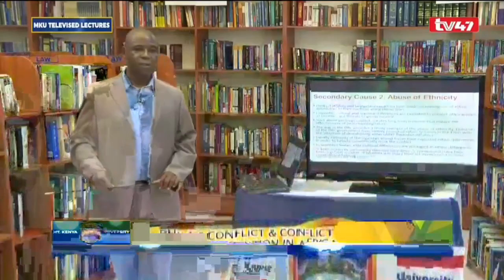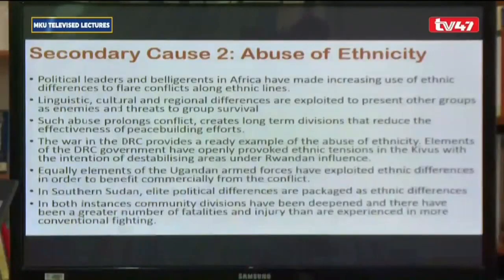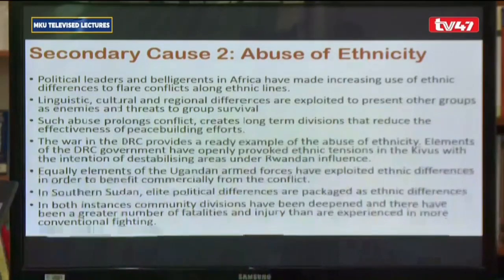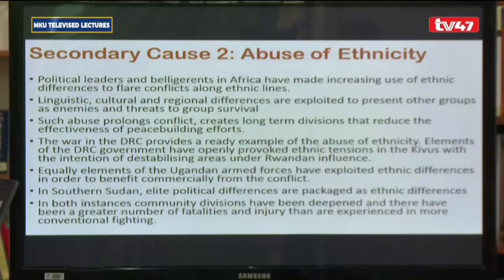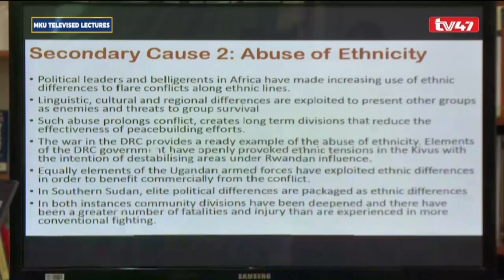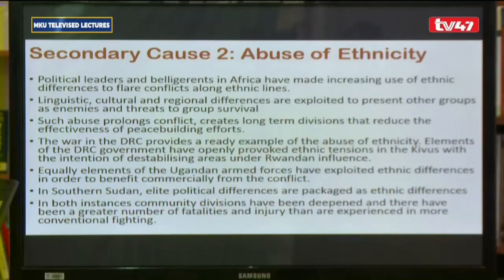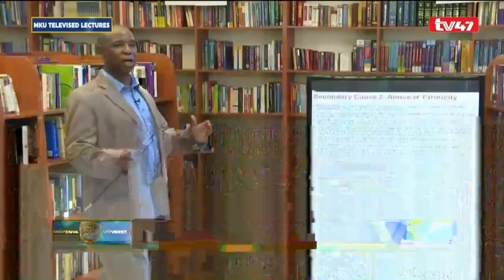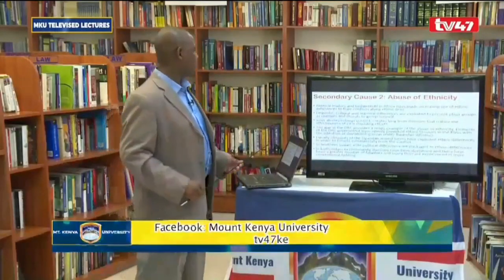The second secondary conflict is abuse of ethnicity. Even though Africa has diverse regions and diverse cultures, with linguistic, cultural, and regional differences, these are exploited to present groups as different from others. These groups are naturally and culturally different, but the differences are exploited by political leaders. The war in the Democratic Republic of Congo is a good example of ethnicity.